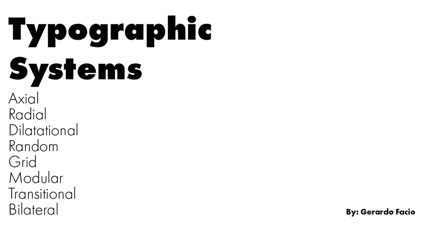In this video we will cover typographic systems. There are 8 typographic systems. These systems are designed to guide the viewer and help the designer make decisions about where to place different elements.